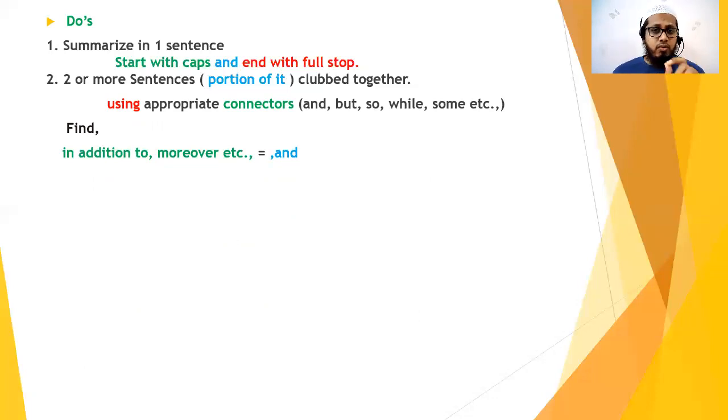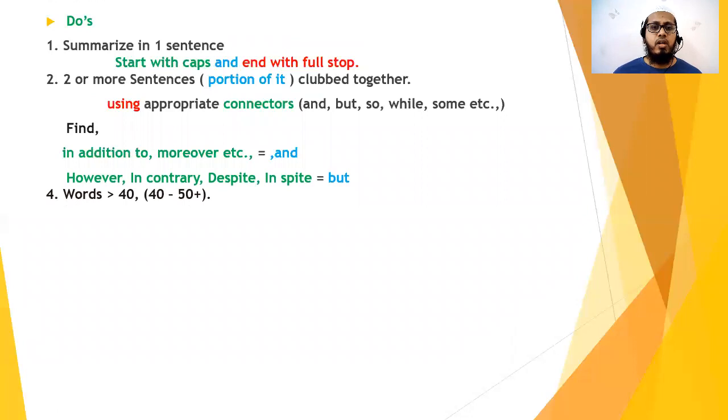You have to look for a few words in the question, in particular: in addition to, moreover, as a result. If I see "in addition to" in the question, in its place I will add "and". For "moreover", I will add "but". For "however", I will add "but". For "moreover", again I can add "and". It comes with practice. Once you find the question, you should always be looking for these kinds of words: in addition to, moreover, although, however, and next, in contrary, despite, in spite.